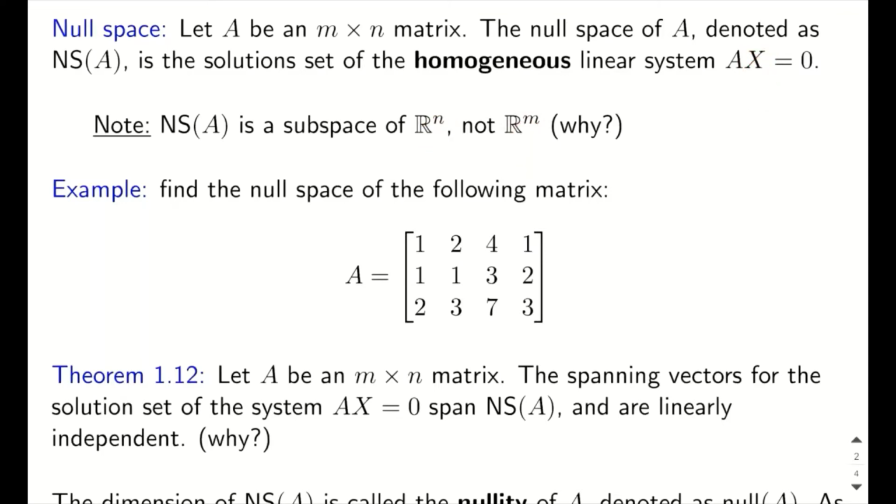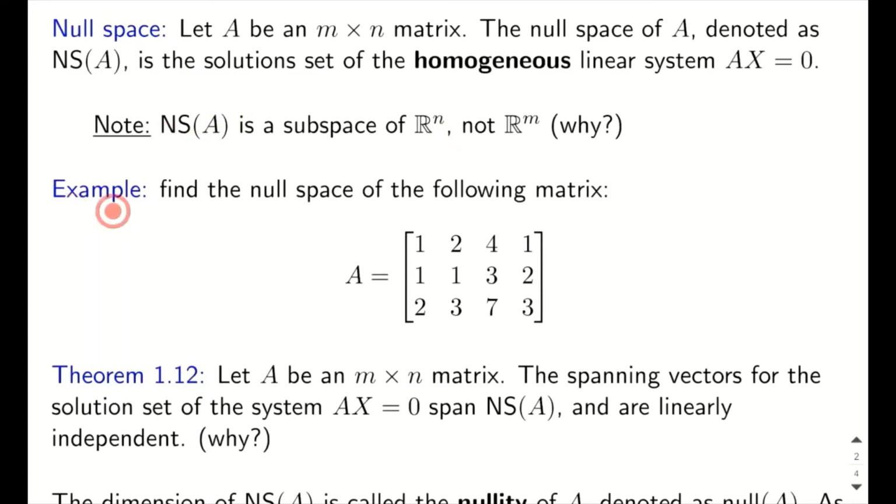So we have two special spaces now that we have learned related to a matrix A. One is the column space that sits inside Rm, and now we learn the null space that sits inside Rn.